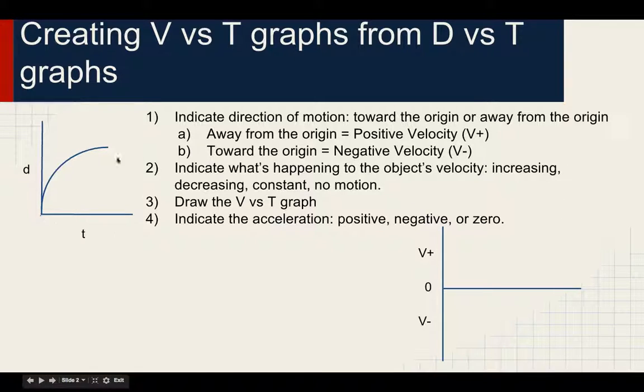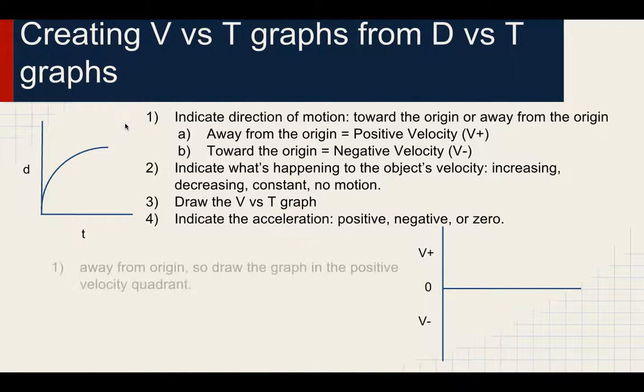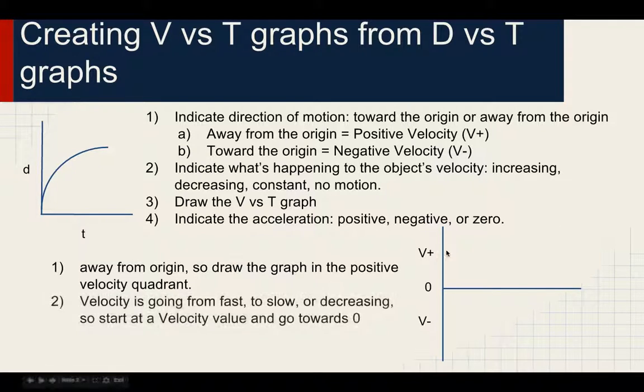All right, so let's actually go through this graph on the left-hand side here. The object is moving away from the origin, so when I draw my velocity time graph, I need to draw it in the positive quadrant. My graph on the distance time is from fast, more vertical, to slow, more horizontal. So fast to slow, I am slowing down, or velocity is decreasing. So when I draw my graph, I want to make sure I'm drawing the graph towards the zero mark, okay? Towards rest or stop.